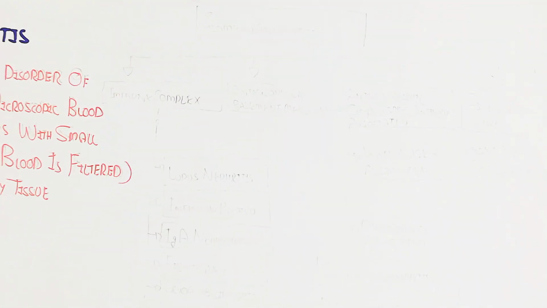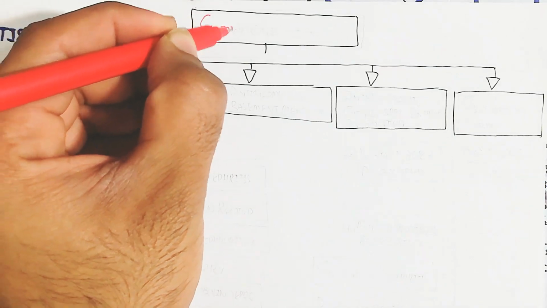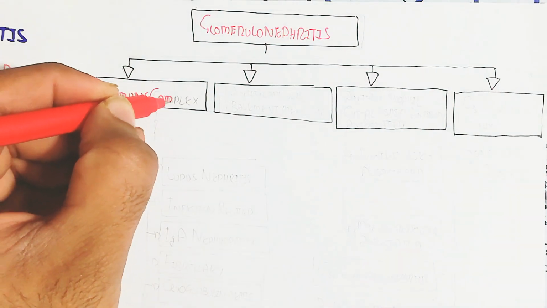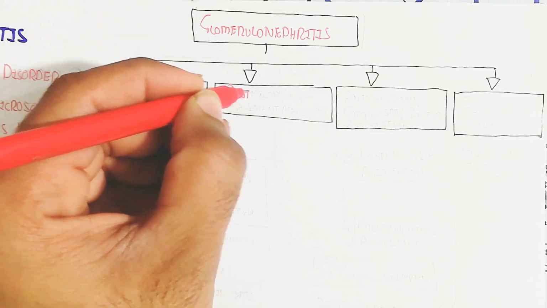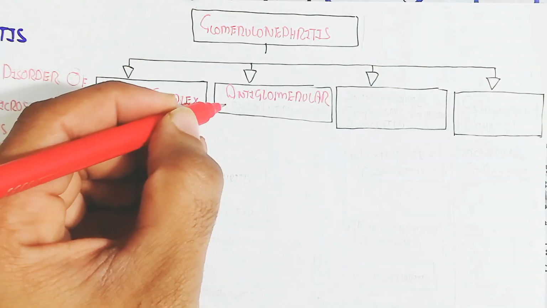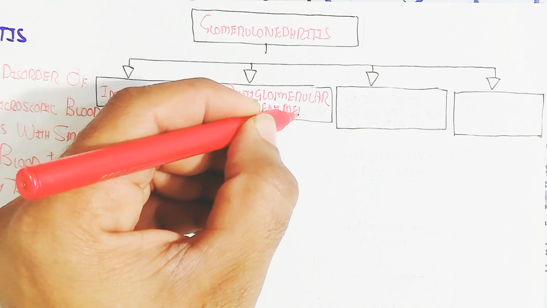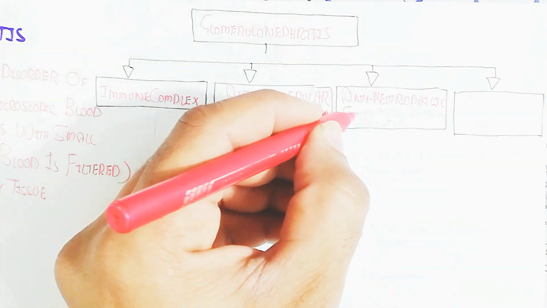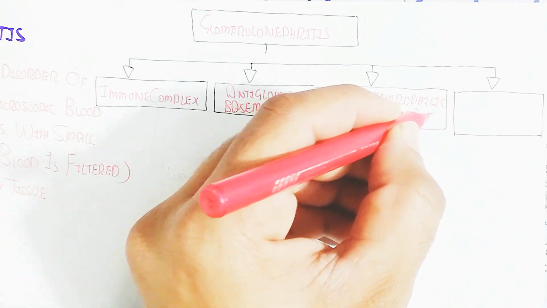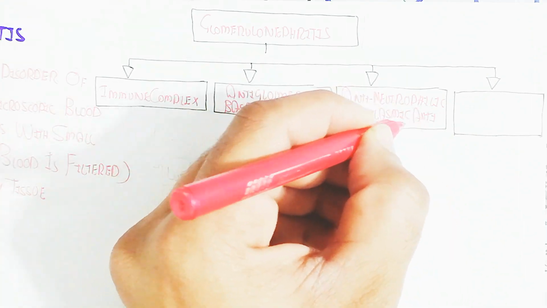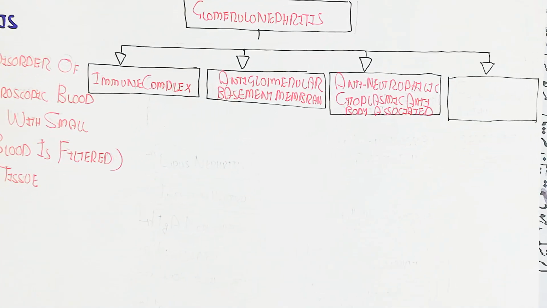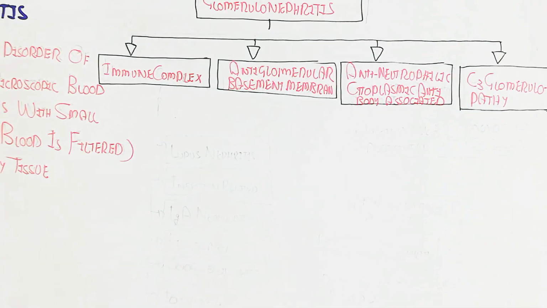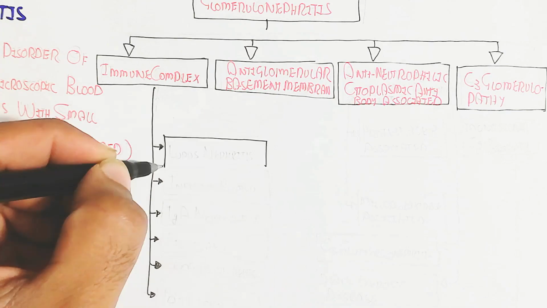Anyhow, let's begin to understand the further classification of glomerulonephritis. To understand the causes, glomerulonephritis is classified into immune complex, anti-glomerular basement membrane, anti-neutrophilic cytoplasmic antibody associated, and C3 glomerulopathy. Let's begin with the immune complex classification first.